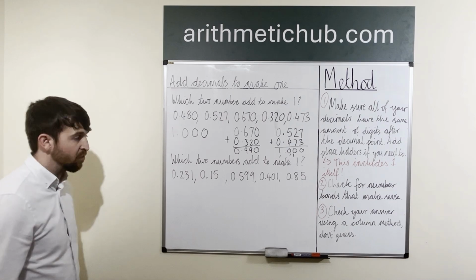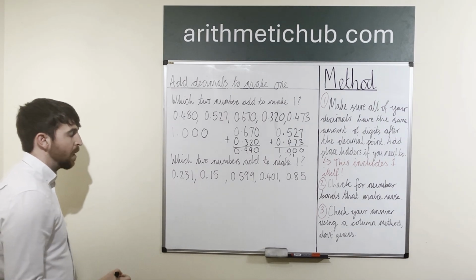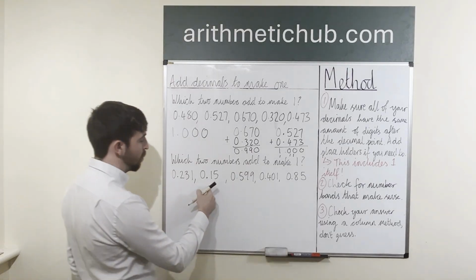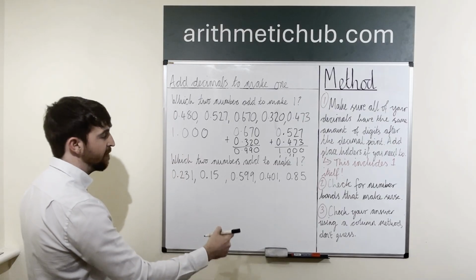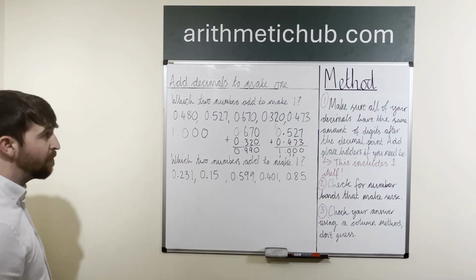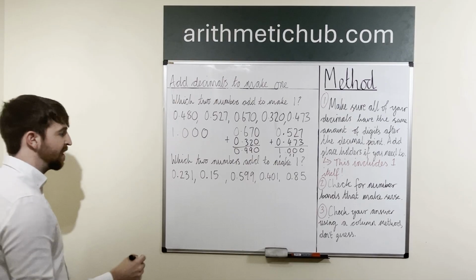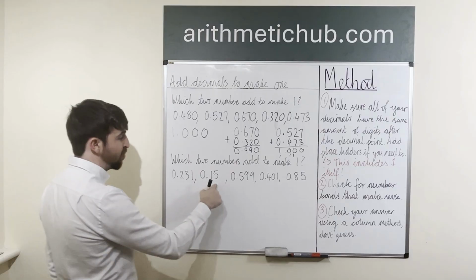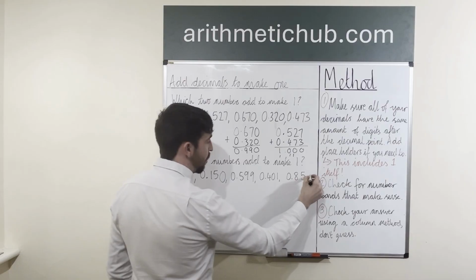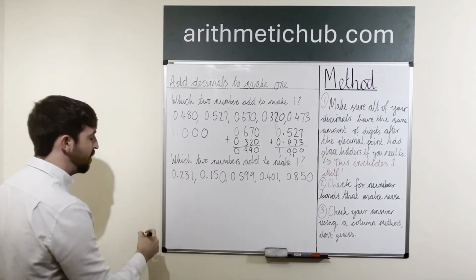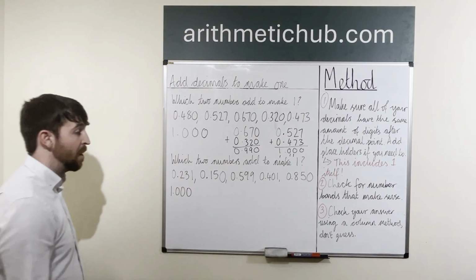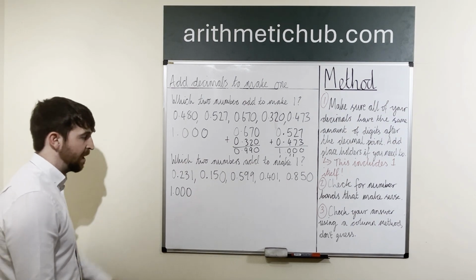Let's try that again with this one for a second example. So, which two numbers add to make 1? 0.231, 0.15, 0.599, 0.401, 0.85. Check in with our method, make sure all your decimals have the same amount of digits after the decimal point. 3 digits, 2 digits, 3 digits, 3 digits, 2 digits. So I'm going to make sure they all have 3 digits after the decimal point. Again, I'm reminding myself that I need to make 1.000 because I need 3 digits after the decimal point here.